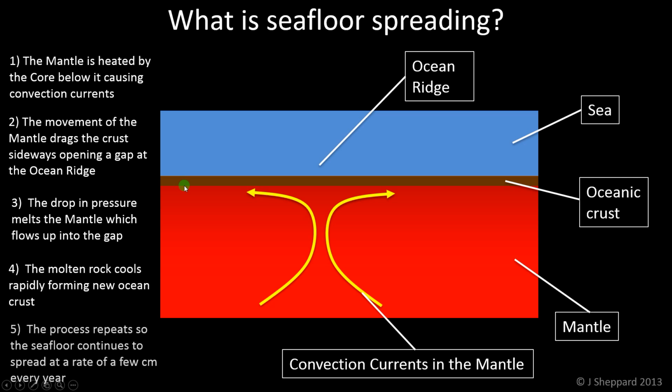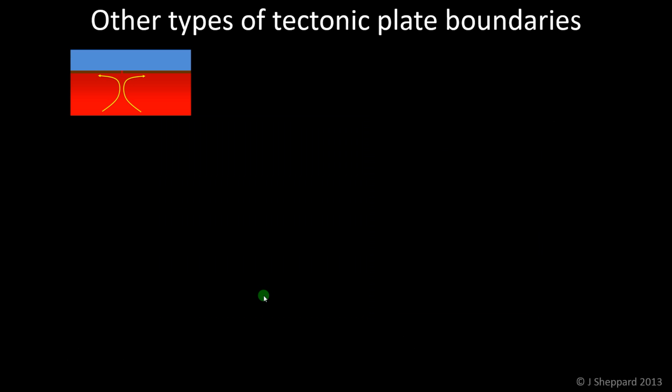Okay. This process repeats continuously. It goes on again and again and again, and this leads to a spread rate, at most ocean ridges, of a few centimetres a year. It varies from one to the other. So the Mid-Atlantic ridge, a few centimetres a year, is reasonable. Okay, so that's seafloor spreading and the causes of it. We're going to come back at the end of the video to look at magnetic seafloor striping, because that's only really essential for those people doing higher tier.